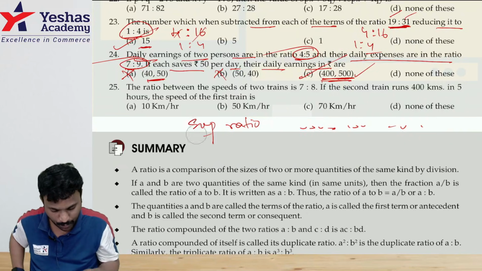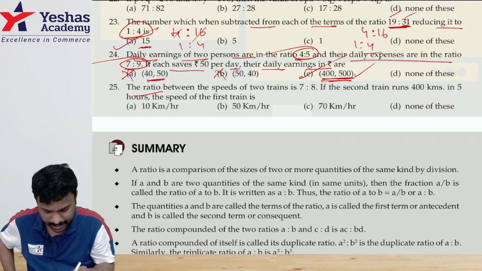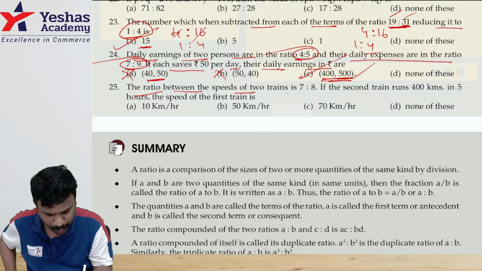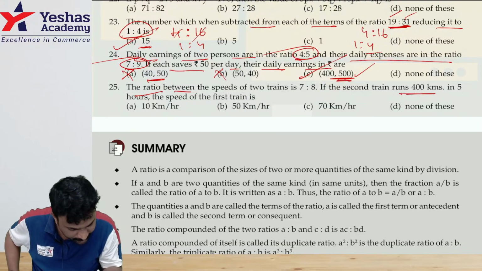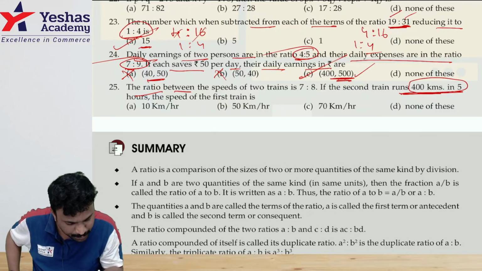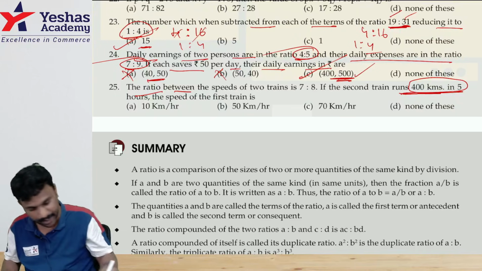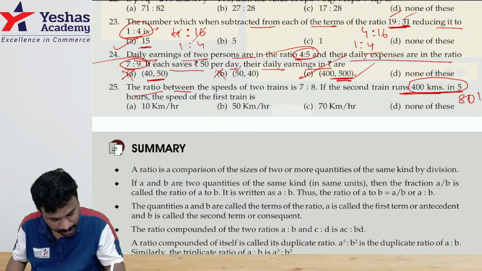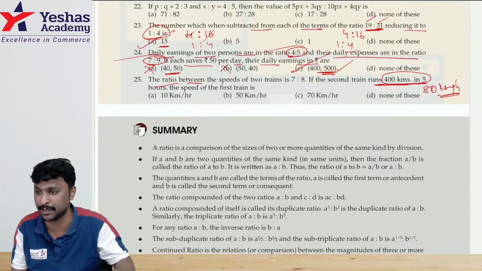Guys, moving on to the last question, that is question number 25. It says the ratio between the speeds of the two trains is 7:8. If the second train runs 400 kilometers in 5 hours, what's the speed of this train? Distance by time gives you the speed, so 400 divided by 5. So 80 kilometers per hour is the speed of the second train.